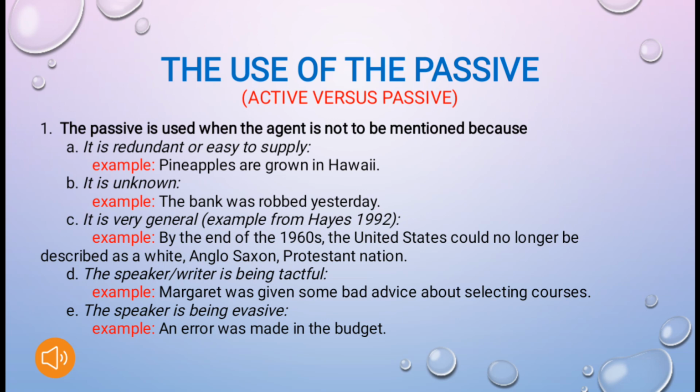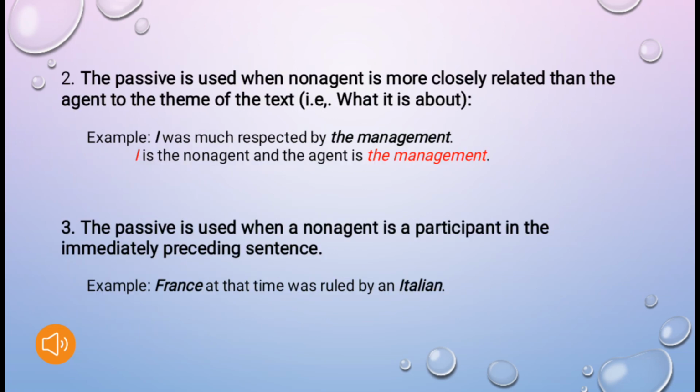Okay, the last one, the passive is used when the agent is not to be mentioned because the speaker is being evasive. One example is an error was made in the budget. So we become evasive because of the stated word there that the error was made in the budget. Okay, so let us now proceed to the second use of the passive. The passive is used when the non-agent is more closely related than the agent to the theme of the text, and that is what it is about. It is clearly stated here in the example that I was much respected by the management.